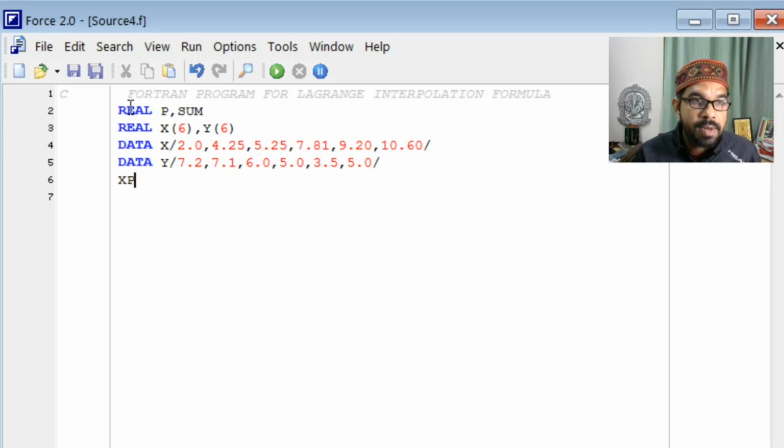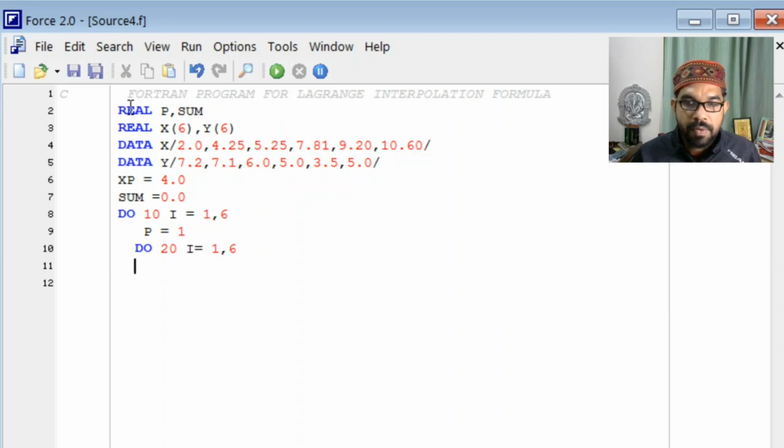Now let us write the value of x for which y is desired. It is 4.0, and initially we assume that sum is 0.0, which is actually our final answer. So for that we write do 10 I from 1 to 6, and here we initialize this variable p as 1, and then again the next loop, do 20 j from 1 to 6.